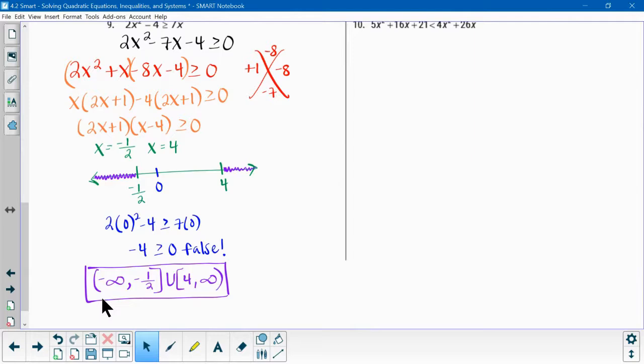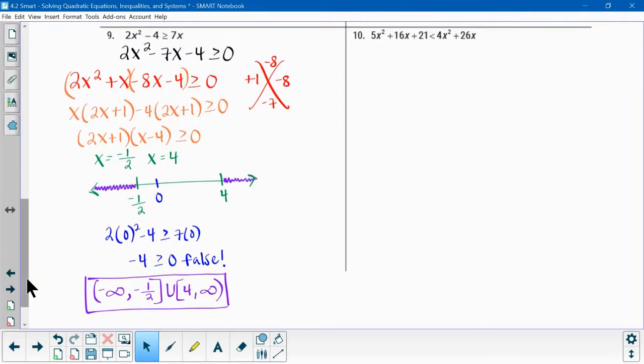So my solution area is from -infinity to -1/2 with a bracket because we have an equal to sign, all the way union because we're skipping over these values to 4 with a bracket to infinity.